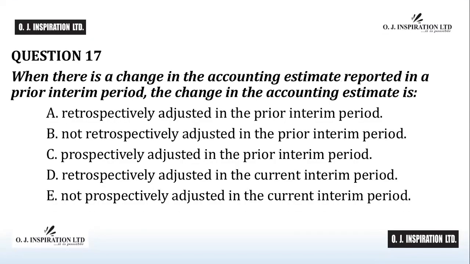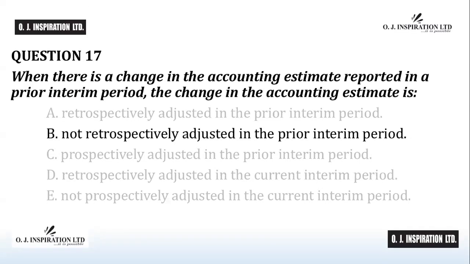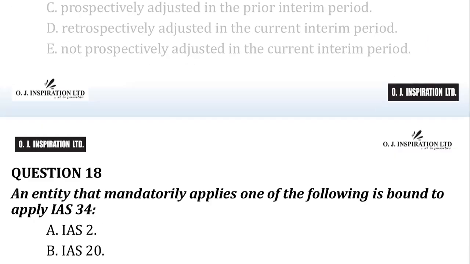Question number 17. The answer to question number 17 is B, not retrospectively adjusted in the prior interim period. IAS 34 prescribes that amounts of income and expenses reported in the current interim period will reflect any changes in estimates of amounts reported in prior interim periods for the financial year. The amounts reported in prior interim periods are not retrospectively adjusted. B is the answer to question number 17.